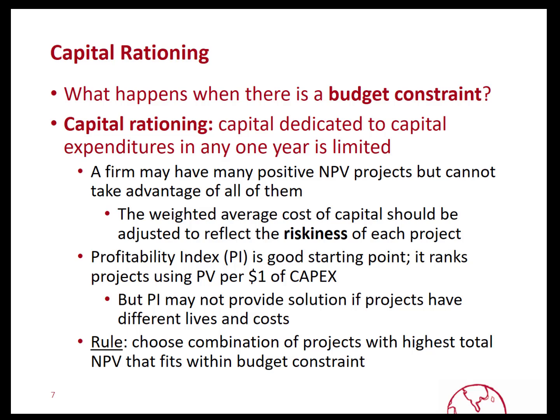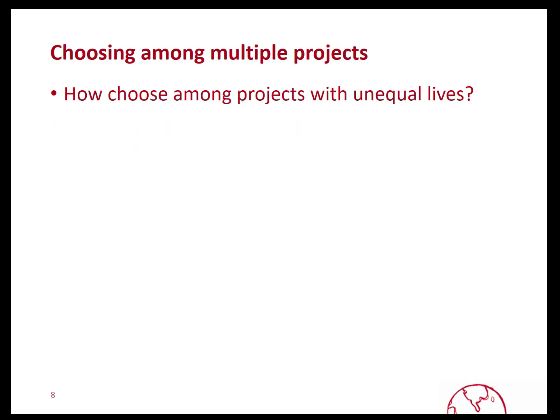So the rule that we're going to focus on is choose the combination of projects that will generate the highest total NPV and fit within the budget constraint. But what happens when you have projects that have actually different lives? So there's two approaches that are typically used. The textbook will look at both.